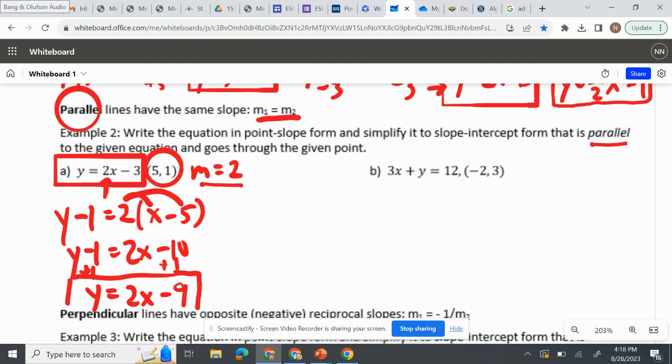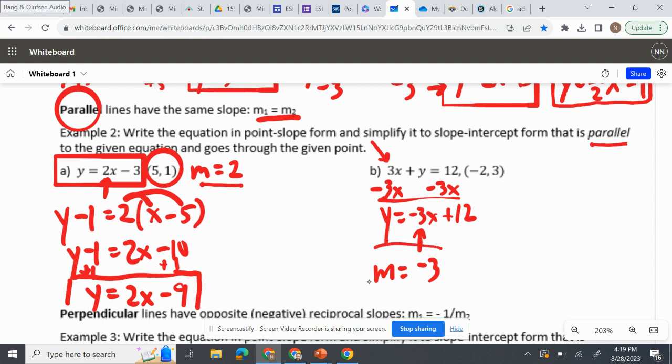Now, looking at letter B. The first one, this was in slope-intercept form. This one is not. So technically, the 3 is not our slope. In order to figure out the slope, the y needs to be by itself. So I'm going to subtract the 3x, and I get y equals negative 3x plus 12. I see that my slope is negative 3, so I'm going to use my negative 3 slope.